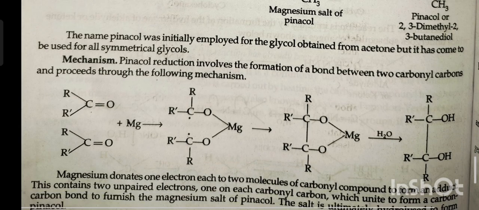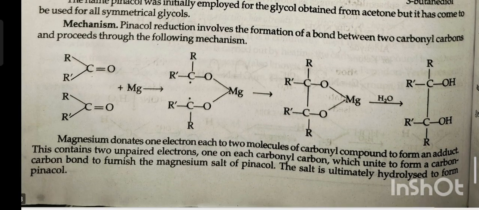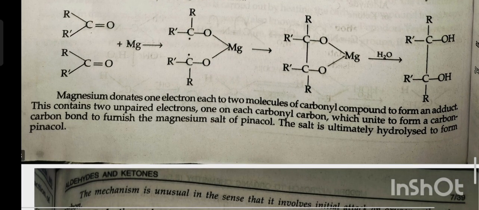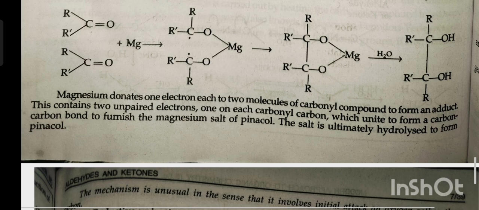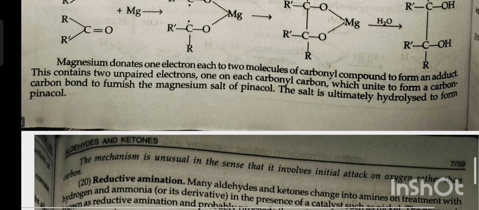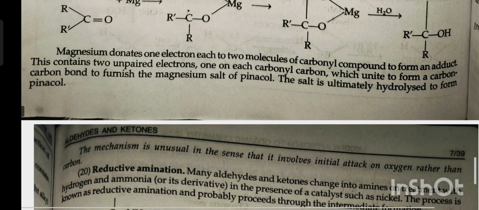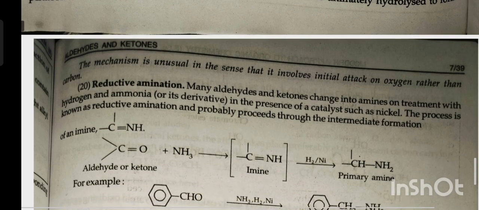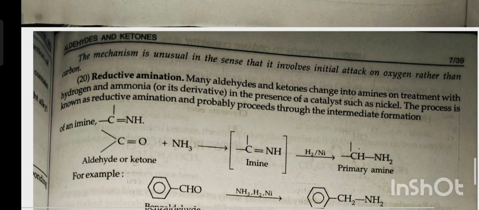Pinacol reduction involves the formation of a bond between two carbonyl carbons and proceeds through the following mechanism. Magnesium donates one electron each to a molecule of a carbonyl compound to form a radical anion. This contains two unpaired electrons, one on each carbonyl carbon, which unite to form a carbon-carbon bond to furnish the magnesium salt of pinacol. The salt is ultimately hydrolyzed to form pinacol. The mechanism is unusual in the sense that it involves initial attack on oxygen rather than carbon.